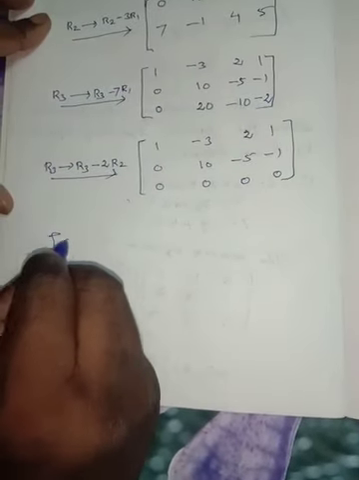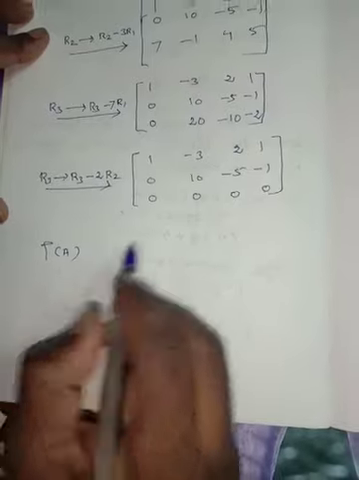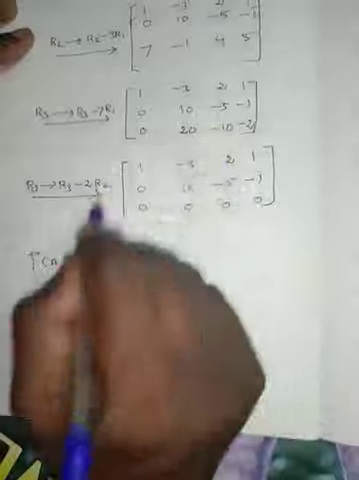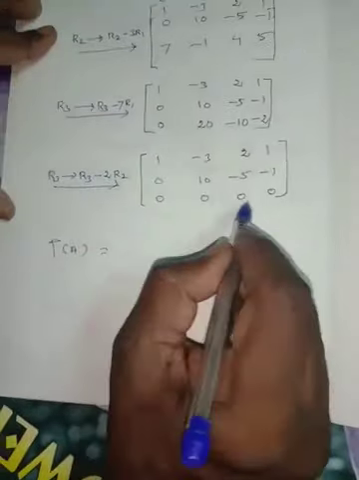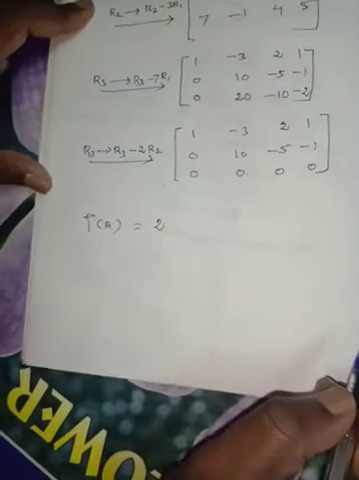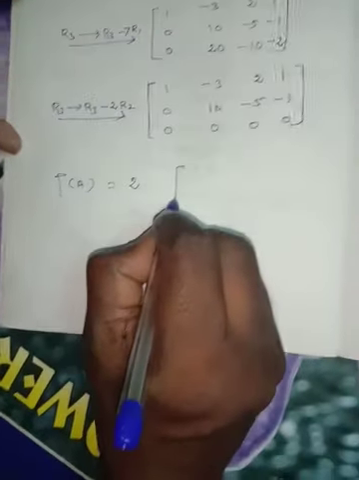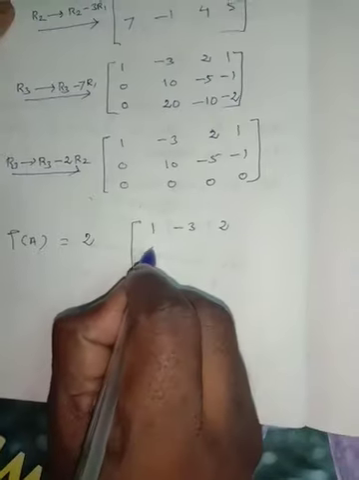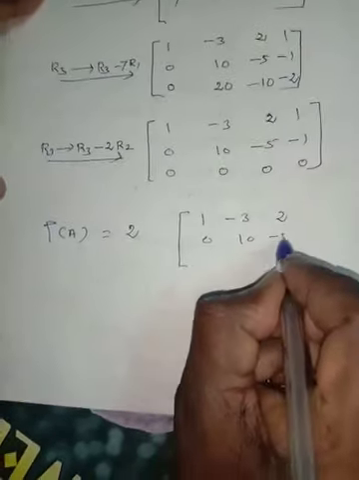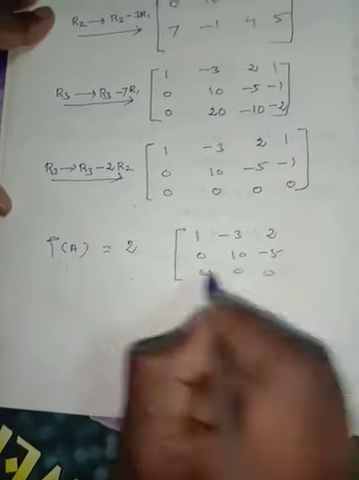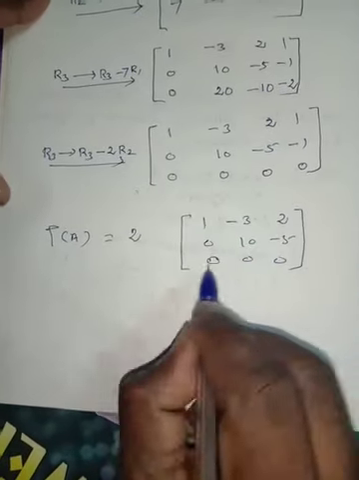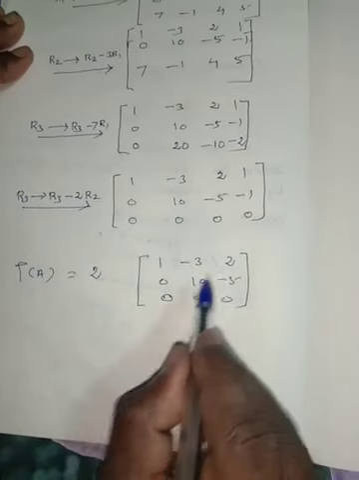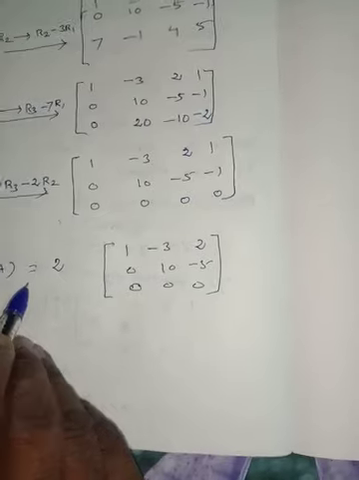Now rank of A. Rank of A means first take 3 cross 3. Number of non-zero rows is 2. Therefore rank of A is 2. The reason is 1 minus 3 2, 0 10 minus 5, 0 0 0. The last row is all 0. Number of non-zero rows is 2. Therefore rank of A is 2.